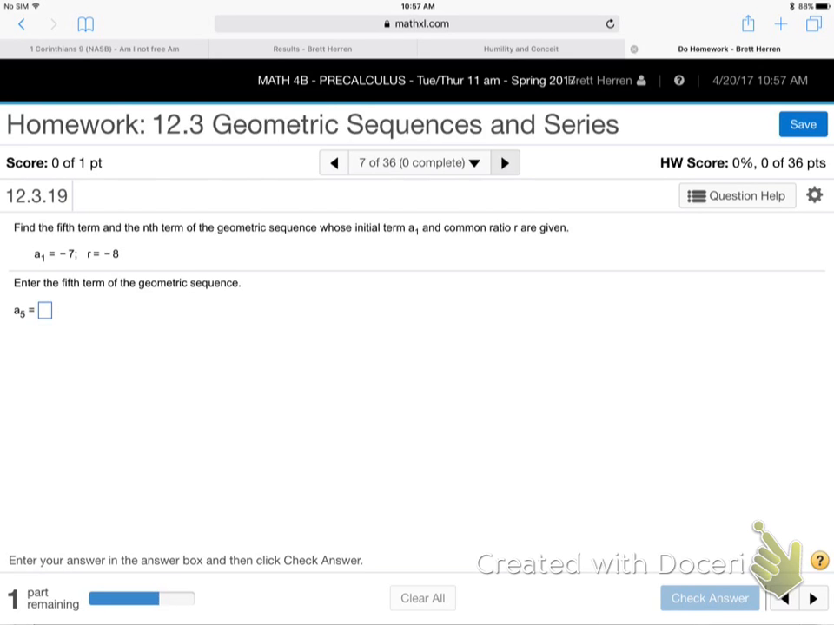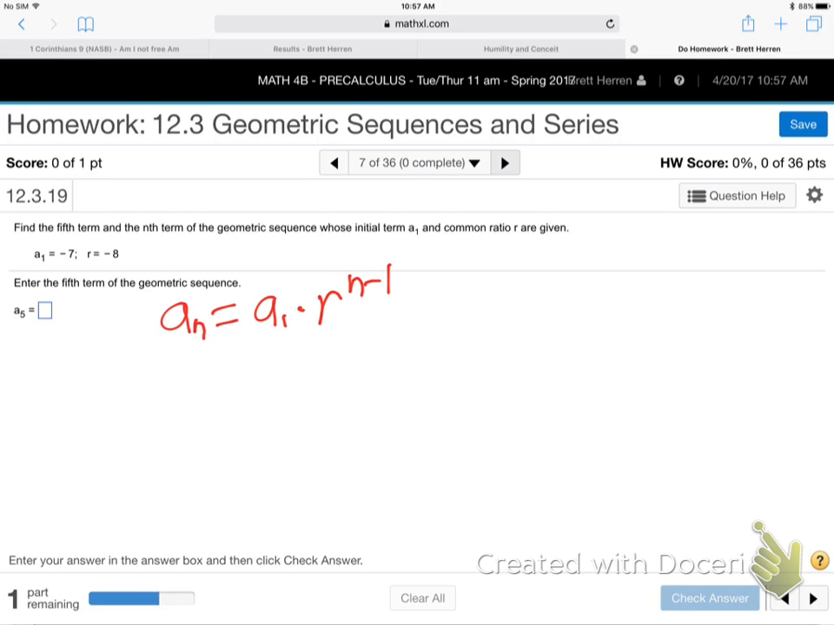And we're talking about geometric sequences and series. So let me give you the formula. Again, for geometric, a sub n is a1 times r to the n minus 1. So remember, last section 12.2 was arithmetic sequences and series. Now we're doing geometric sequences and series.